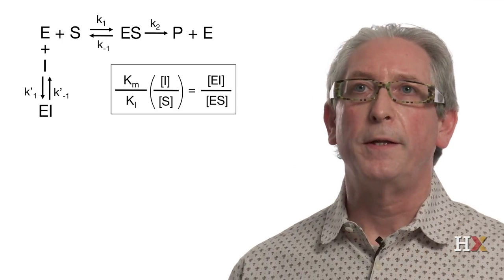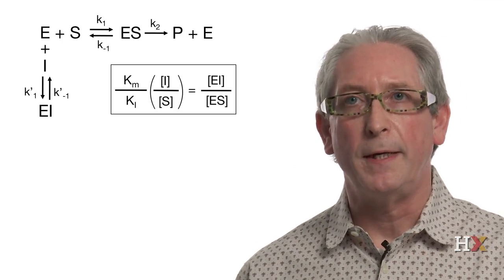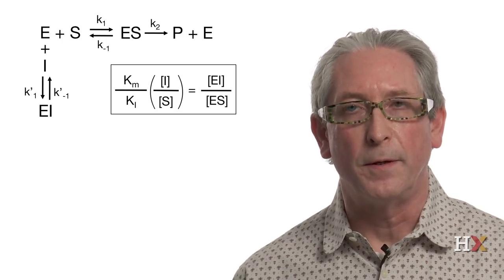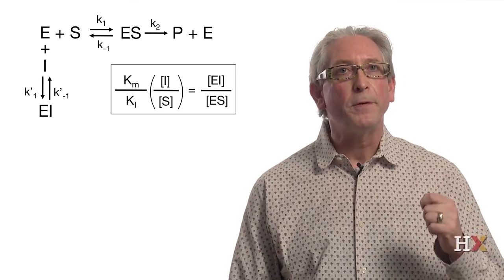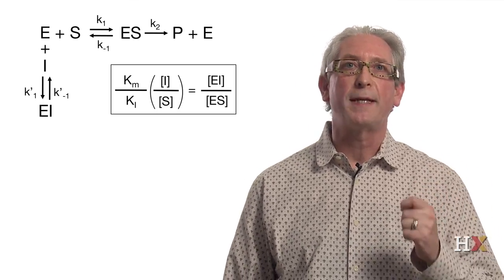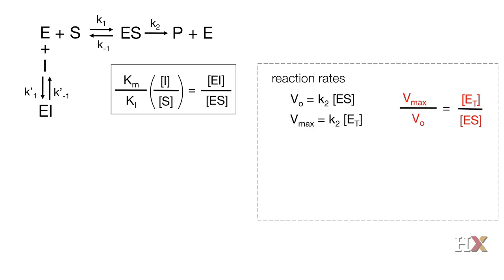To convert this ratio, EI over ES, into something that is easy to determine, we need to go back to our toolbox of equations. Remember the velocity of the reaction, V0, equals k2 times the concentration of the enzyme substrate complex, and Vmax equals k2 times the concentration of total enzyme. We also have the concentration of total enzyme, which is the sum of the concentration of free enzyme, the concentration of enzyme substrate complex, and the concentration of enzyme inhibitor complex.